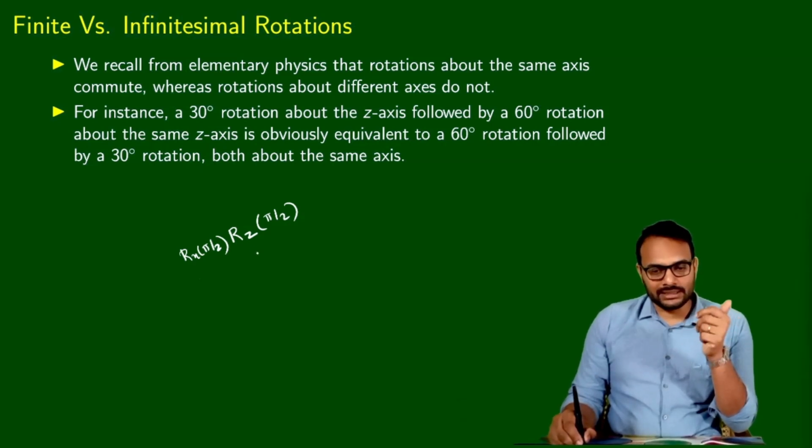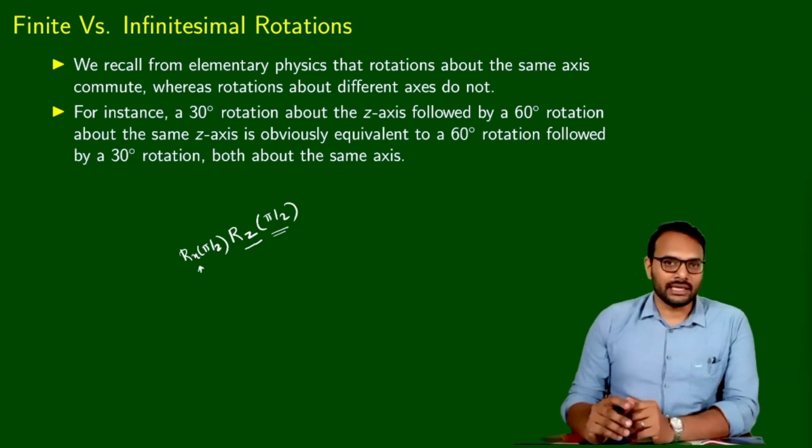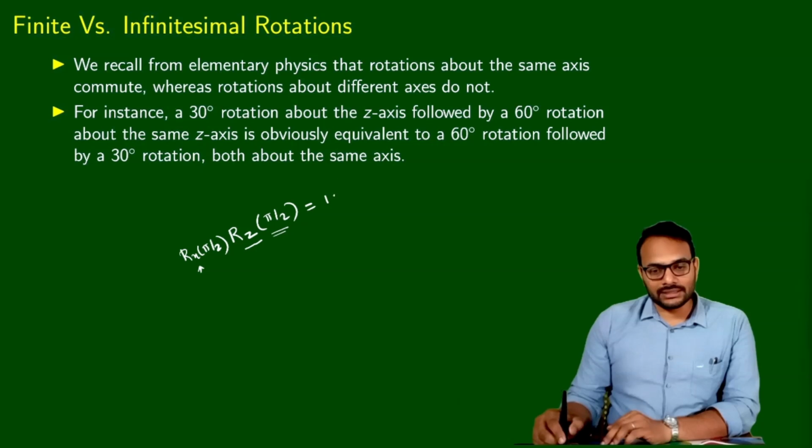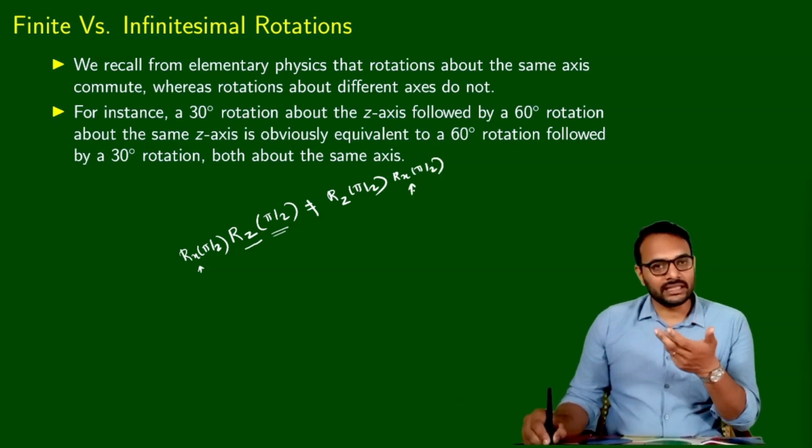Here the notation is as follows. Rz means the rotation is about the z-axis, and the argument is the angle of rotation. So you are taking an object, rotating it about the z-axis by pi by 2, and then following the first rotation by a second rotation, but now about the x-axis, again by the same angle pi by 2. We know that this is not equal to Rz of pi by 2, Rx of pi by 2. Here we are making the first rotation about the x-axis and then following it by a rotation about the z-axis.